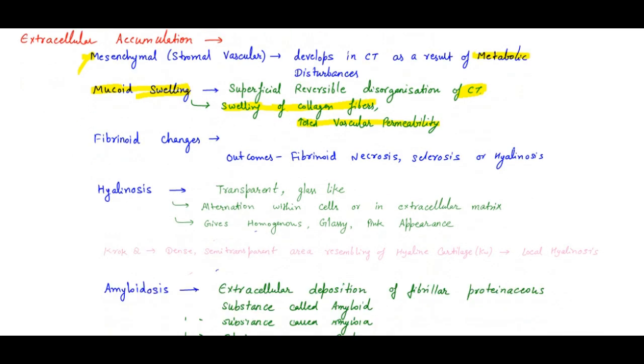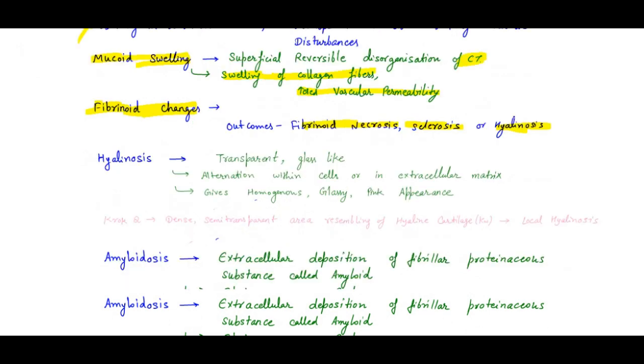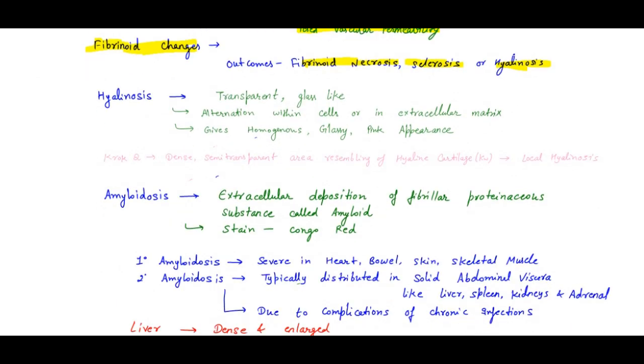What are the fibrinoid changes we will see in extracellular accumulation? Due to the fibrinoid changes, what outcomes will we get? That is fibrinoid necrosis, sclerosis or hyalinosis. So remember hyalinosis. What is hyalinosis? It is taken from the Greek word hyalin. Hyalin in simple terms means transparent or glass-like.